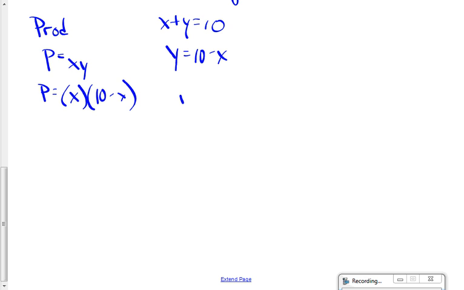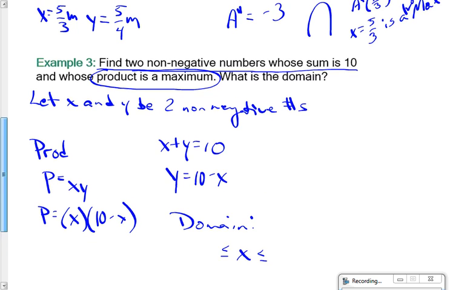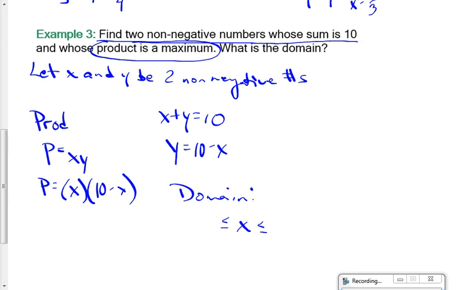And at this point, let's talk domain. What's the smallest x could be? 0. Why? It's got to be non-negative, so it's got to be at least 0, right? What's the biggest x could be? 10, because y can't be negative either, right? And they got to add up to 10. So x has to be between 0 and 10.